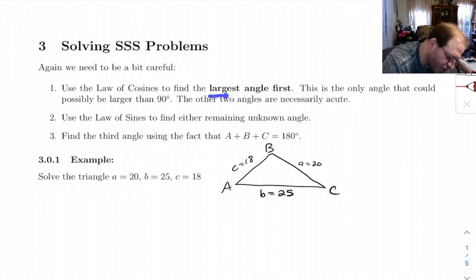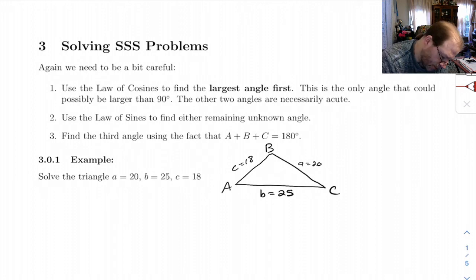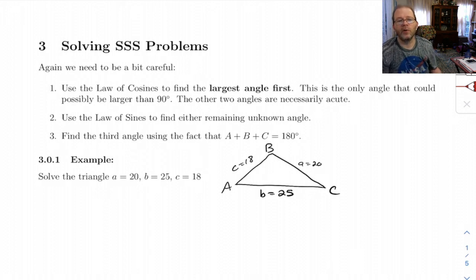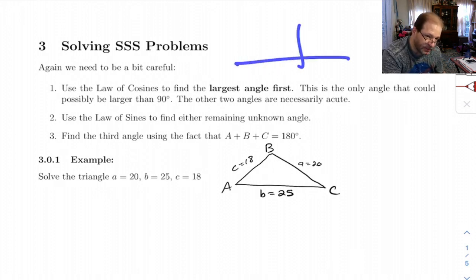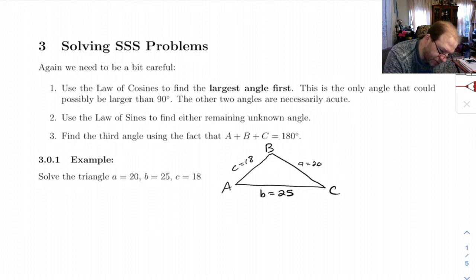The one thing you need to be careful with here is you want to use the law of cosines to solve for the largest angle first. The reason is, the largest one is the only angle that could possibly be larger than 90 degrees, and in this case, it's going to be B because it's opposite the longest side. If you solve for the largest angle first, then later when you use the law of cosines to find the other angles, you know those remaining angles are going to be acute, and so you don't have to worry about whether the angle I get is a first quadrant angle or a second quadrant angle or whatever. So solve for the largest angle first.